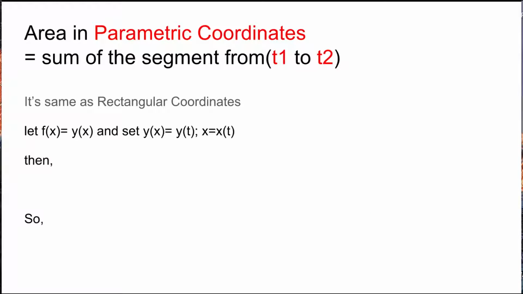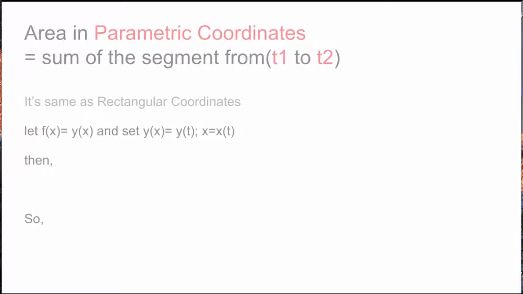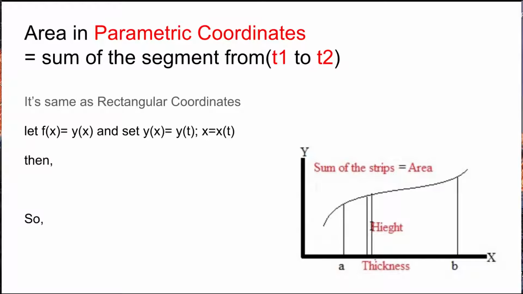Okay, now let's talk about parametric coordinates. That means the sum of the sigma from t1 to t2 actually is the same as the rectangular one, but we have to do a little bit of transform. First, we have to let f(x) equal to y(x), and set y(x) equal to y(t), x equal to x(t). Then dx equals dx/dt multiplied by dt. Actually, they're the same as dx equal to dx, but what we need to do is put one dt out. So that's the reason why we set it like that.